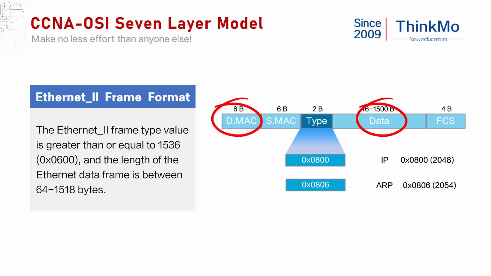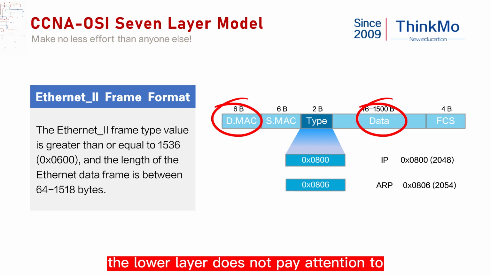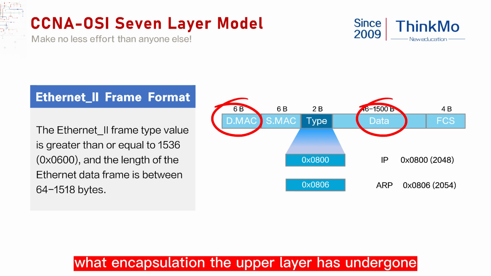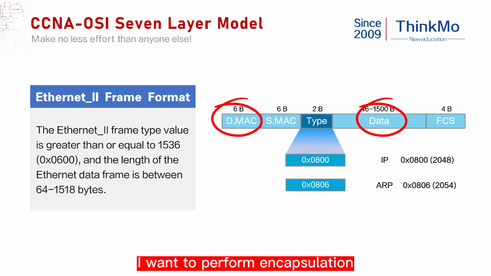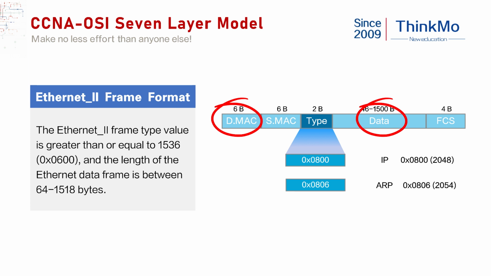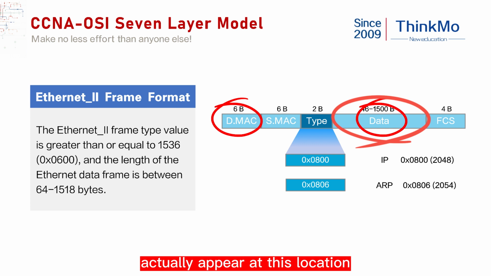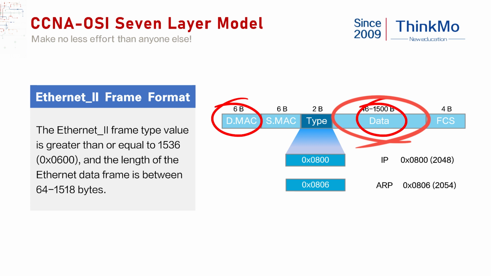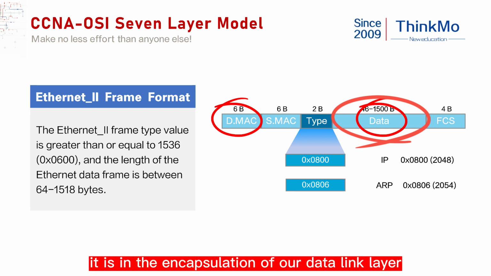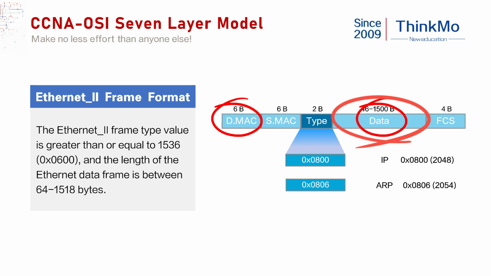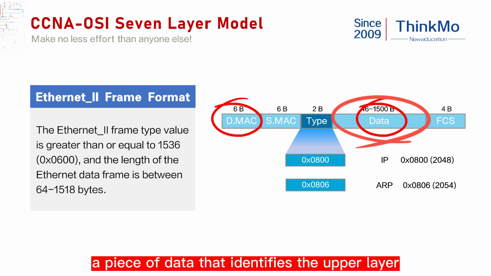That is, the lower layer does not pay attention to what encapsulation the upper layer has undergone. I only know that you have reached my level and I want to perform encapsulation. Nothing more. So for the upper layer, this is called data. Then our packet actually appears at this location. Then this type, of course, is in the encapsulation of our data link layer. This is our type, a piece of data that identifies the upper layer.